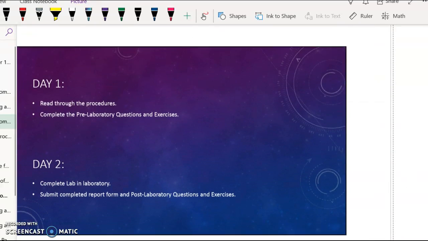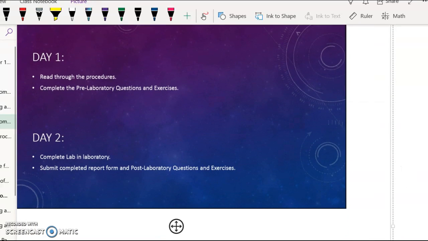Now what you're going to do is read through the procedures and complete the pre-lab questions and exercises. You have 2 questions that have multiple parts in the pre-lab. When you are doing the calculations on the pre-lab, make sure you are showing all your work.